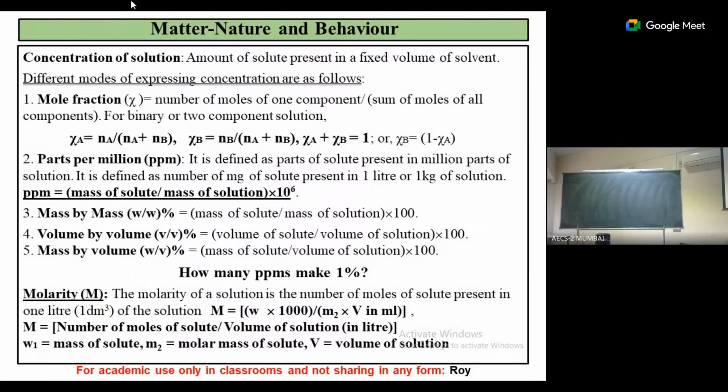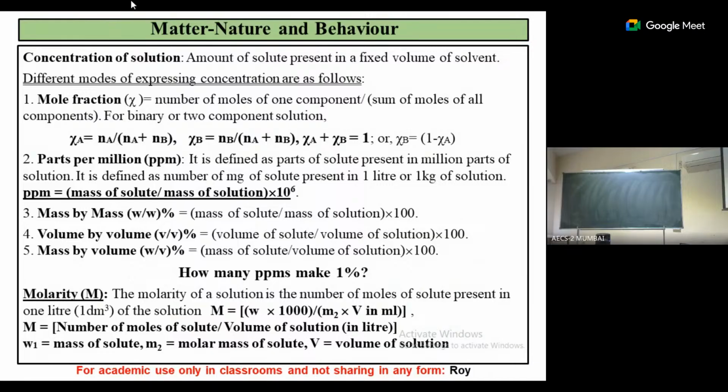Fantastic. So if it's a binary mixture, if one of the mole fractions is given, you can always find the mole fraction of the other component, right? Fantastic. Then we come to the second very important way of expressing concentration, that is ppm.